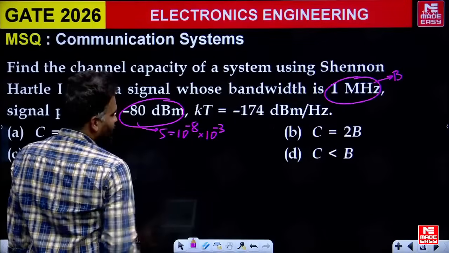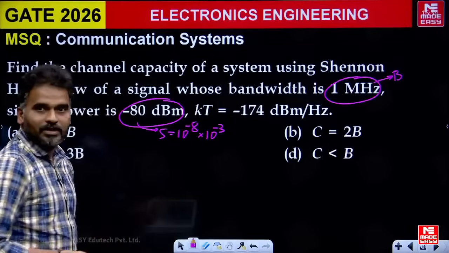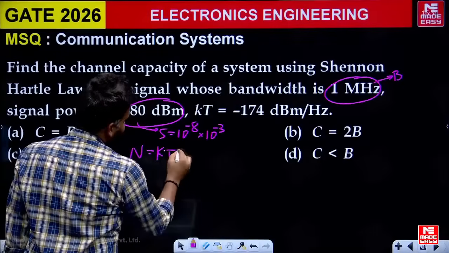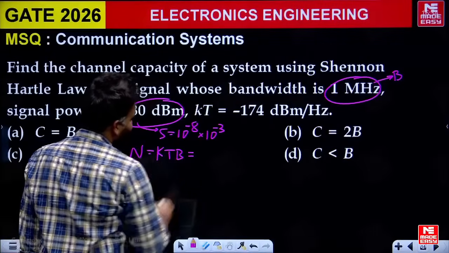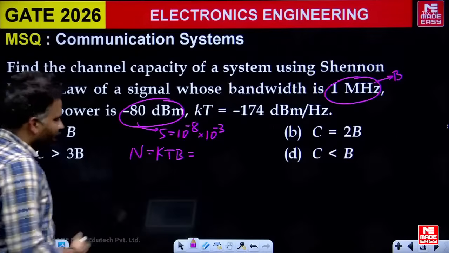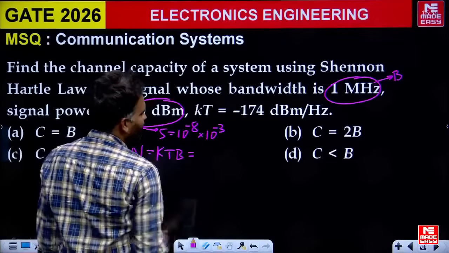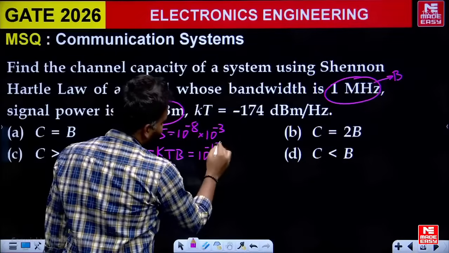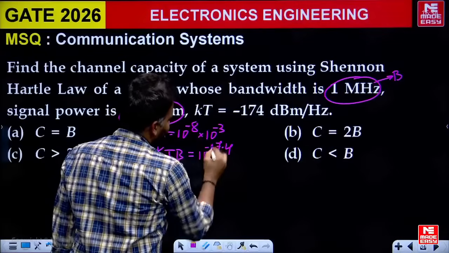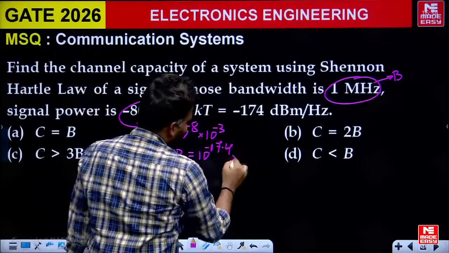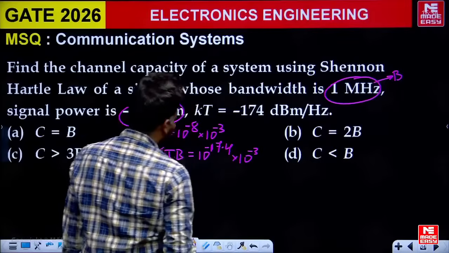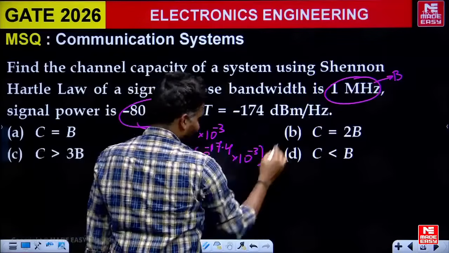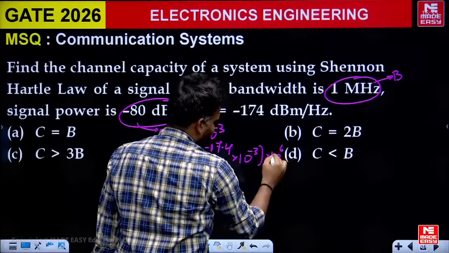We have to find the channel capacity. So C is equal to B log base 2 of 1 plus S by N, and N is equal to kTB, the white noise power. I gave this formula in the regular classroom. kT is equal to minus 174, and if you convert to the normal value, this is 10 power minus 17.4, with milli being 10 power minus 3. B is the bandwidth, 1 megahertz, which is 10 power 6.